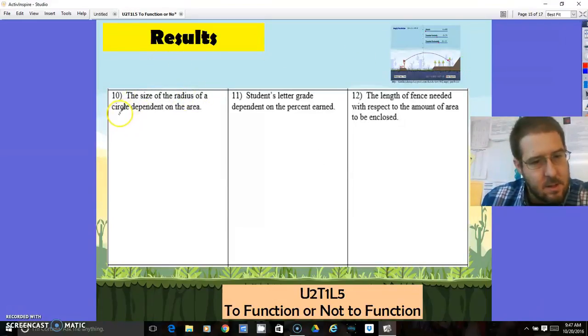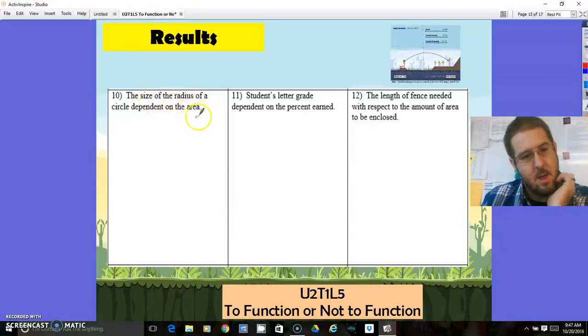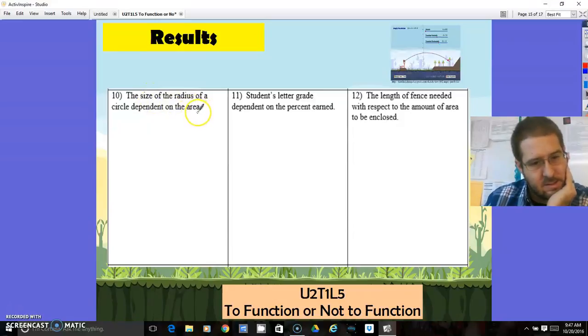10. The size of a radius of a circle is dependent upon the area. So the size of a radius is dependent upon the area. That does make sense. The size of the radius depends upon the area of a circle, yeah, because that can only have one answer. Can an area have more than one radius?